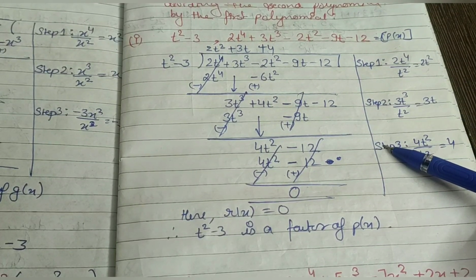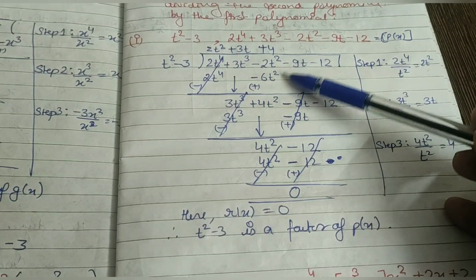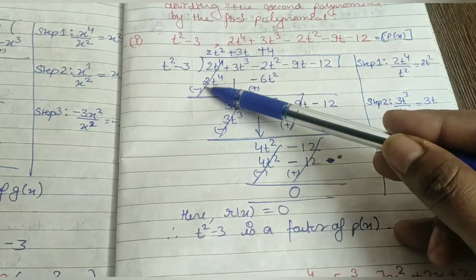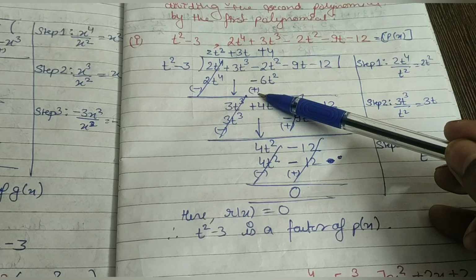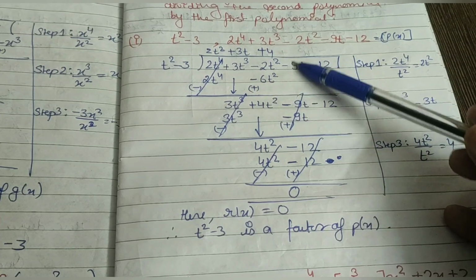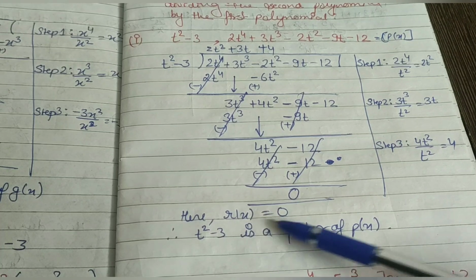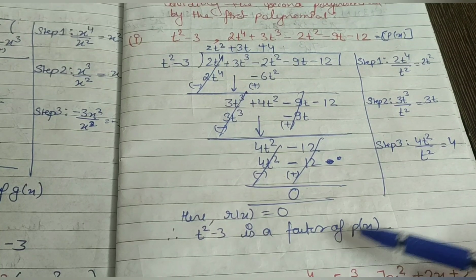You can follow the same, right? And leave proper gap in between the steps, okay? And whenever you are changing the sign, please put it in a bracket so that you can identify easily which sign you changed. Okay, now you can observe here the remainder I am getting is 0. It means here Rx is 0. So I can say that yes, this is a factor of Px.